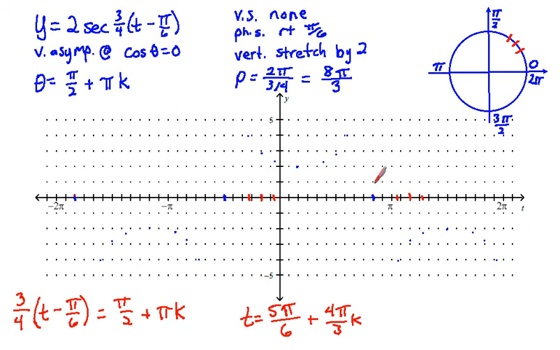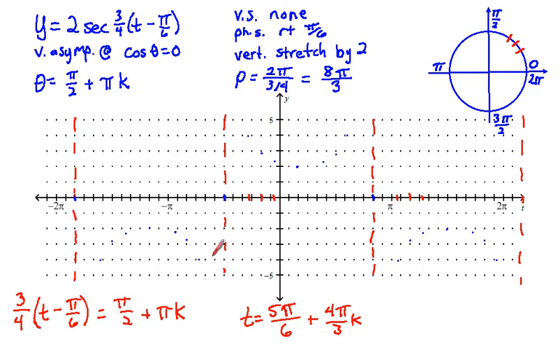So I'm going to start here at 5 pi over 6, draw in an asymptote. Add 4 pi over 3 to it, the next asymptote is going to be just off my graph over here. Start here and subtract 4 pi over 3, I get an asymptote here. Subtract another 4 pi over 3, I'm going to get another asymptote over here.